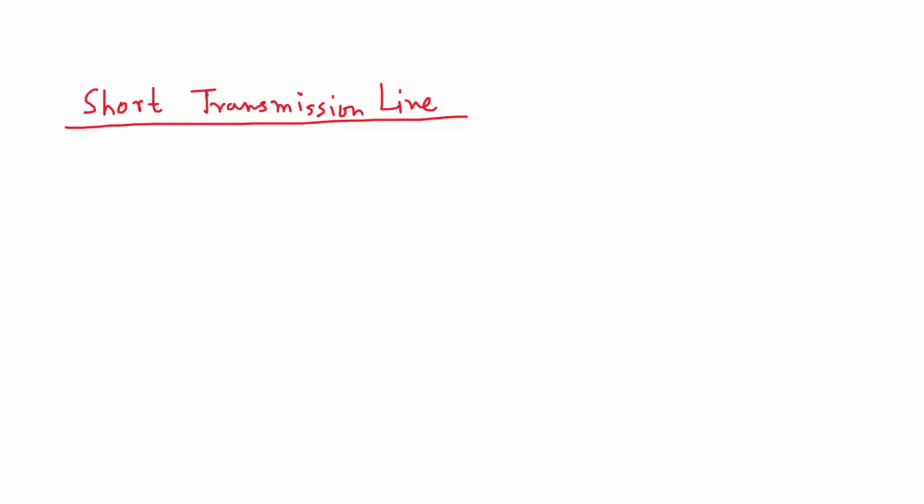Welcome friends. So we will discuss now the short transmission line. What is a short transmission line? Any line which is less than 100 kilometer in length. And in its equivalent circuit, it has no shunt admittance. So what is the equivalent circuit?